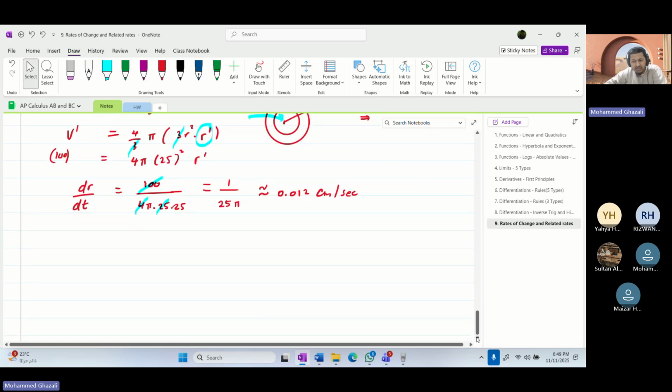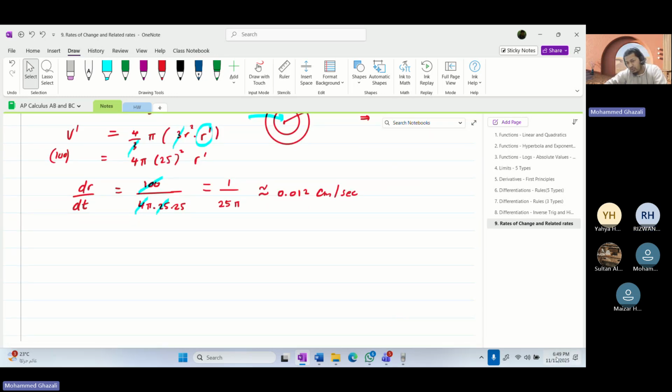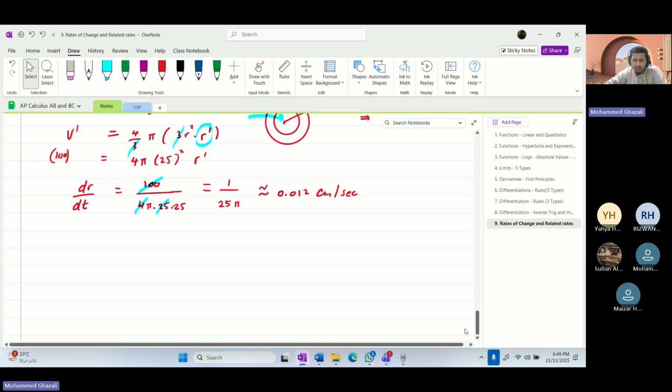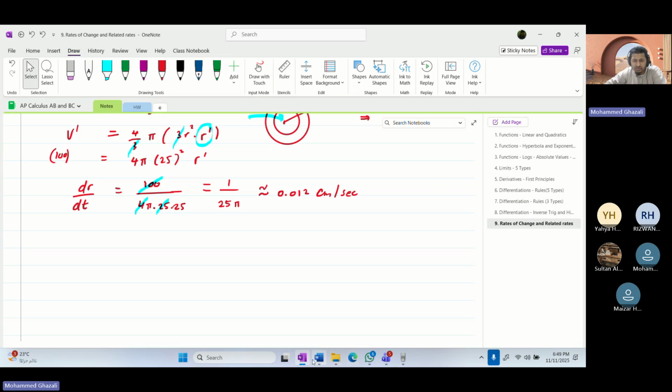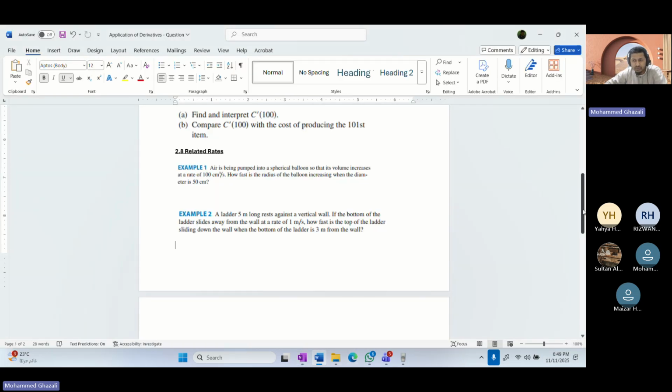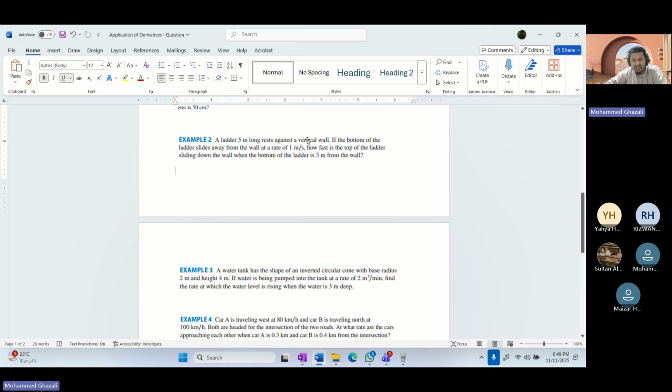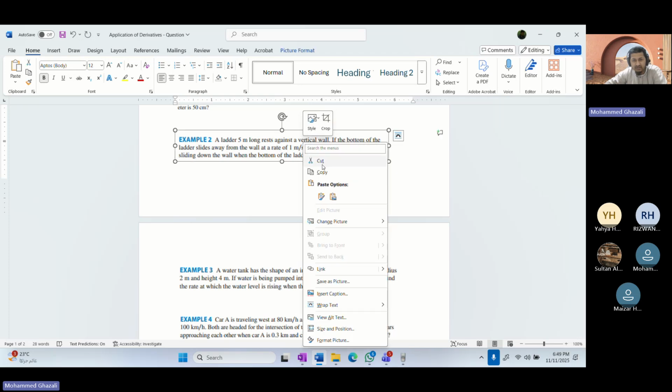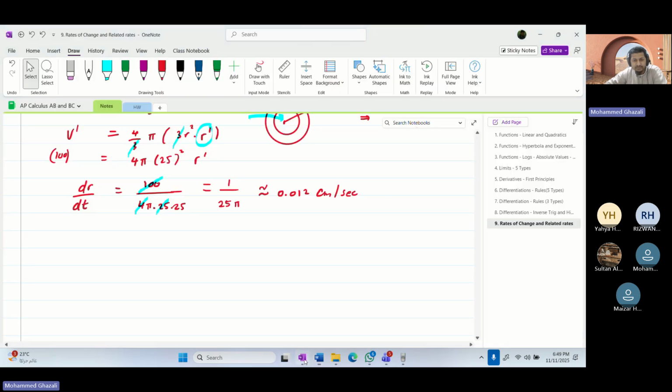That's what related rates is. Guys, I'm going to go on till 7 o'clock because I'm not done. I need to do more questions. I took too much time explaining all this. This is a nice example about the ladder and stuff. So let's work with this.